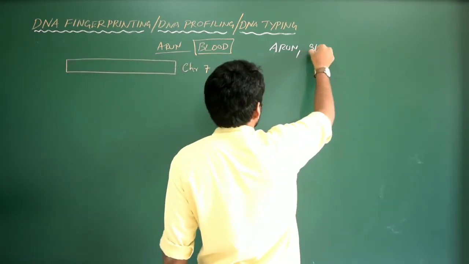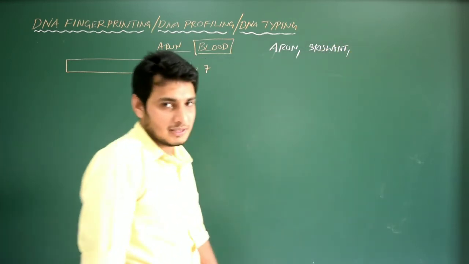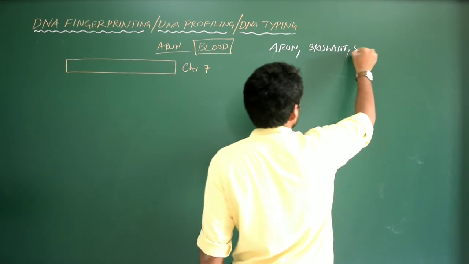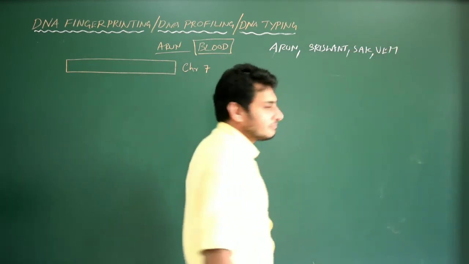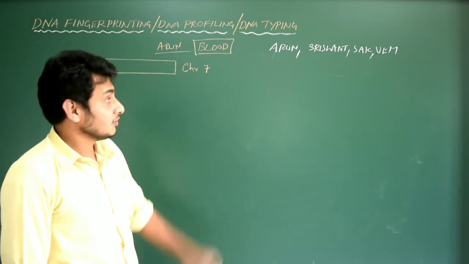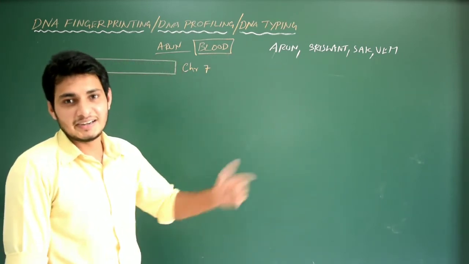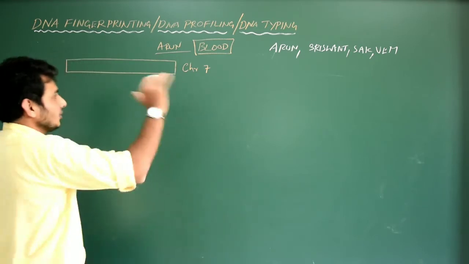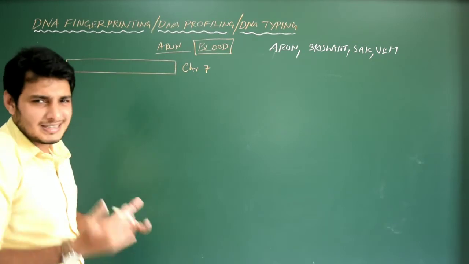Let me write the second person, Srishant. So Srishant is also now a suspect along with me. One more fellow is Saksha. Let me put one more fellow, that is Veman. So 4 suspects. Now they have to identify, out of the 4, who exactly is the criminal who killed that person. As I said, they don't know who is the criminal.